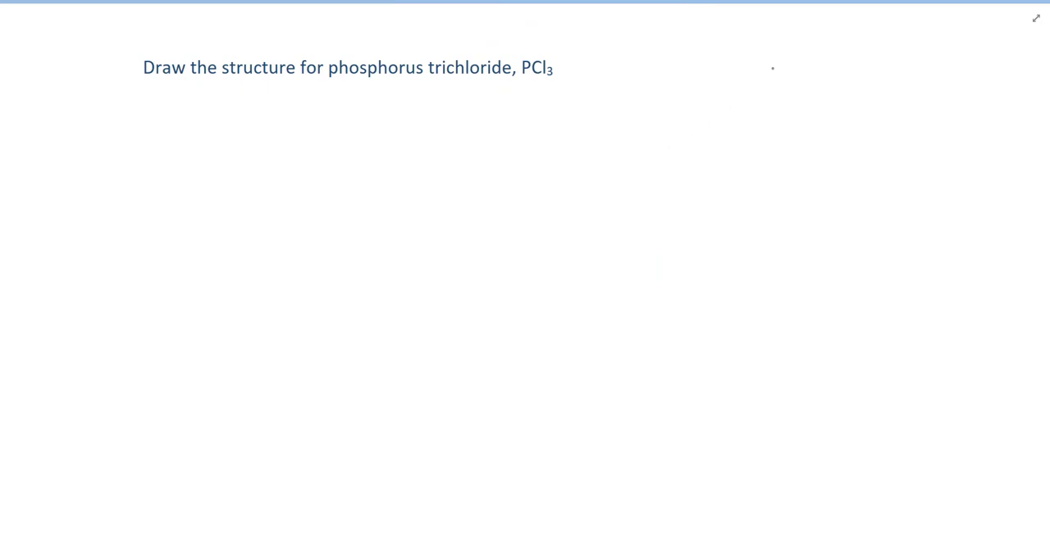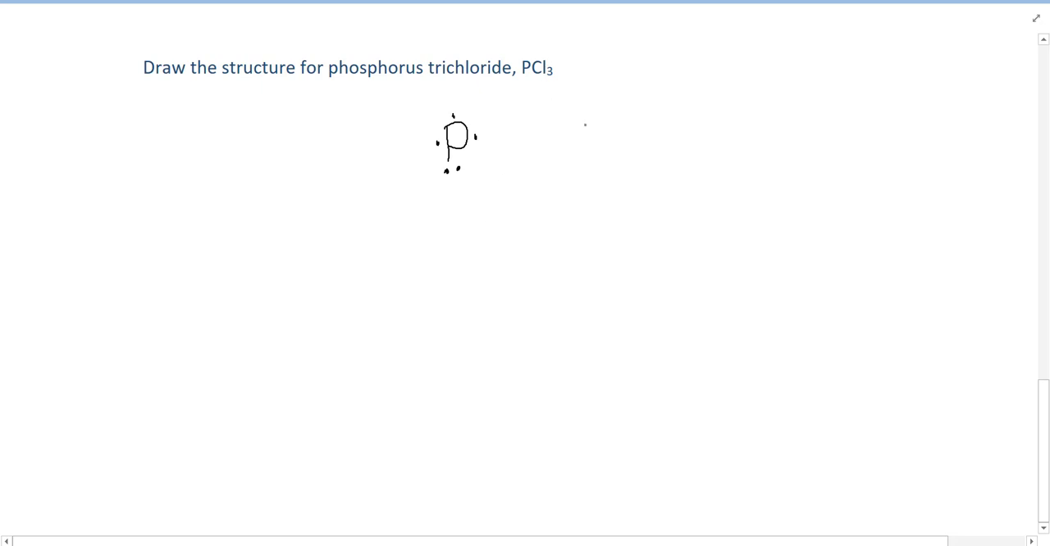Let's try another sample problem. Draw the structure for phosphorus trichloride, PCl3. So again, we're going to draw the Lewis dot structures of each of them individually to determine which one will be the central atom. Phosphorus is in group 5A, so it will have 5 electrons around it. 1, 2, 3, 4, 5.